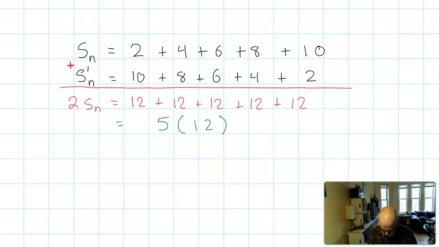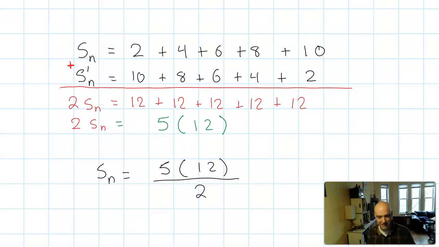And that was equal to 2 of my sequences. So to find my total sum, my Sn, I can just divide by 2 and get that Sn is 5 times 12 over 2. And that's why we divide by 2. It's also why we multiply by the number of terms. So in the formula, this is the n, that's the number of terms. 12 is the sum, a1 plus an, the first and last. And 2 is there because we had 2 copies of the sequence and we divided it down.